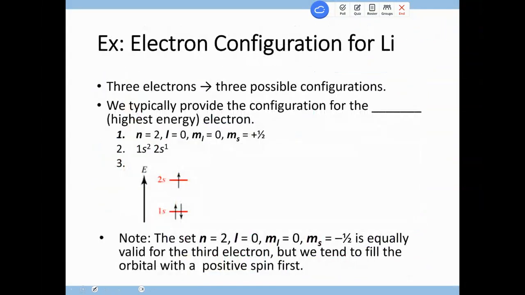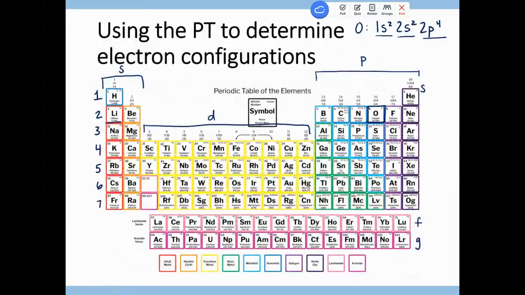Let's also do the electron configuration for lithium. So we have 3 electrons. We can write 3 possible configurations, but we typically provide the configuration for the highest energy electron. So if you're doing quantum numbers, we look at where lithium is. I'm going to go back to the periodic table. Lithium is element 3. So this means it has a full 1s shell and 1 electron in the 2s shell.